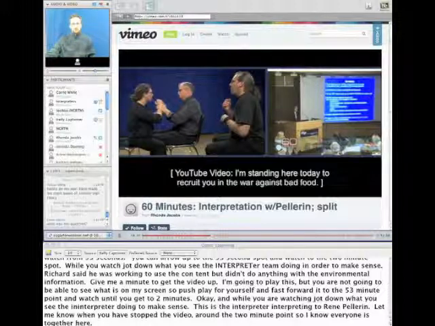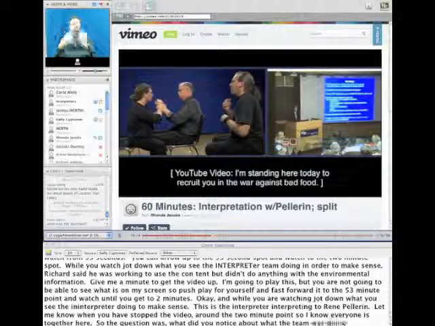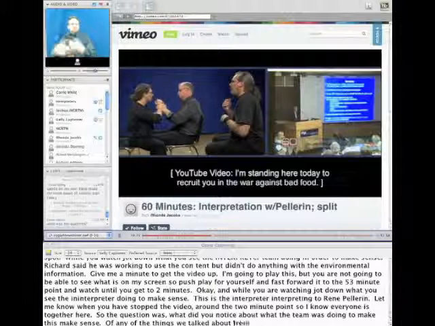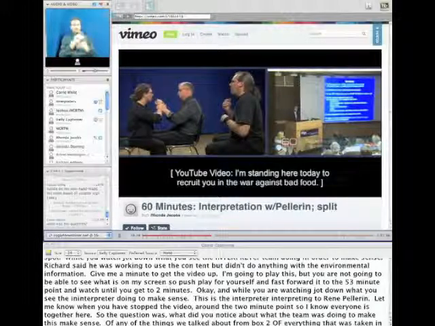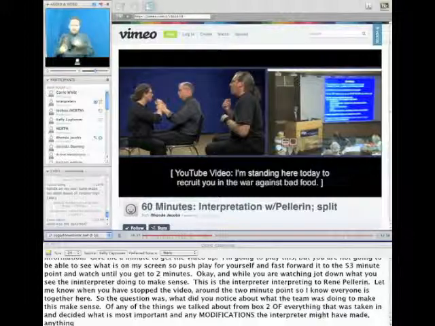So the question was, what did you notice about what the interpreter or interpreter team was doing to make this make sense? Of any of the things that we talked about from box 2, of everything that was taken in, and then deciding what was most important, and any modifications that the interpreter might have made, anything that happened at all in the process that might have helped make this make sense. What did you notice from watching the team work?